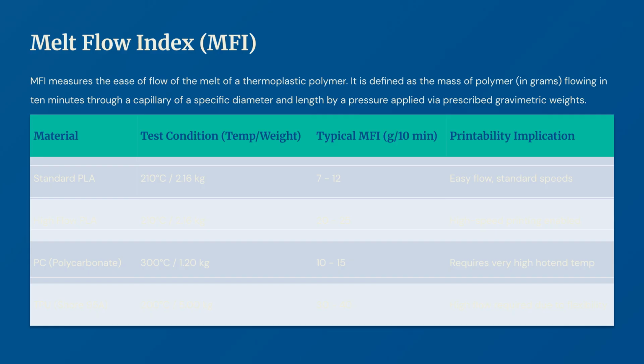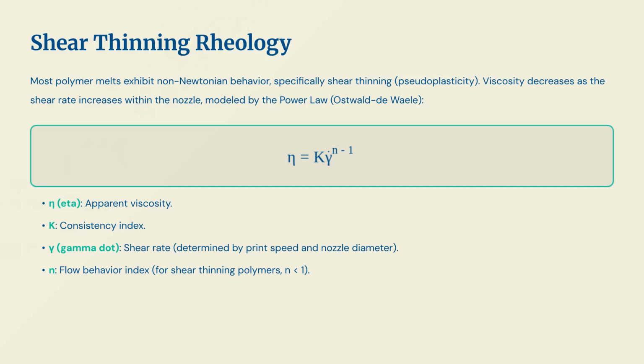layer boundary. The melt flow index, or MFI, serves as a standard measure for the flow characteristics of a thermoplastic polymer under specific temperature and weight conditions. Polymer melts generally demonstrate shear thinning behavior, where viscosity decreases as the shear rate increases. This is critical for predicting how the material will flow through a small print nozzle.